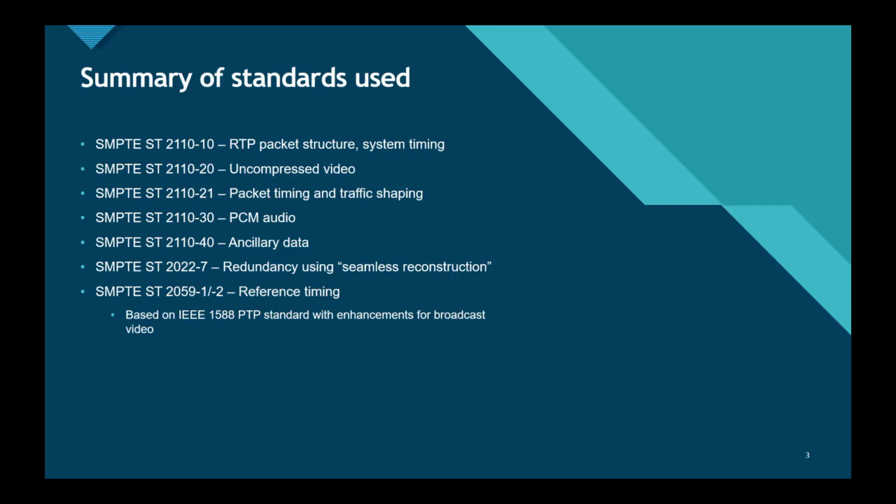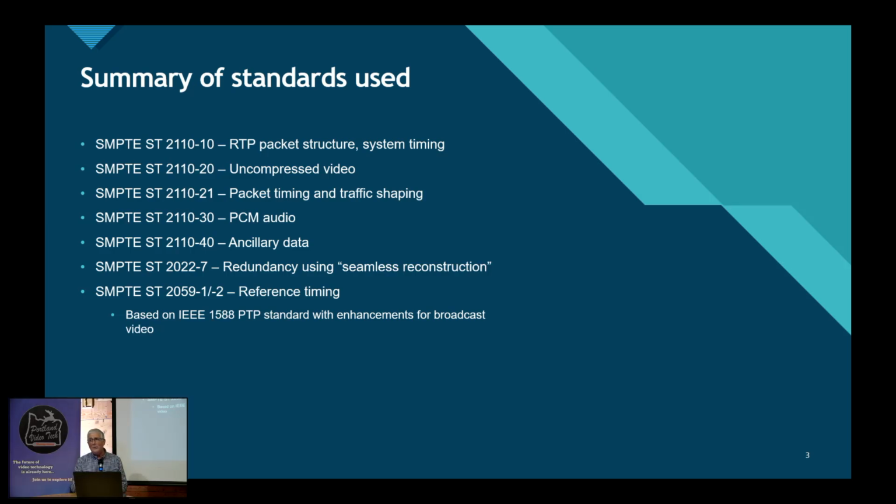So this is a summary of the standards used, including the 2110 standards and other standards that are necessary to do a 2110 system. For the 2110 suite of standards, 2110-10 gives an overview of the RTP packet structure and system timing. The important thing is this is based on RTP packets. 2110-20 explains the case where the payload is uncompressed video in the RTP packets.